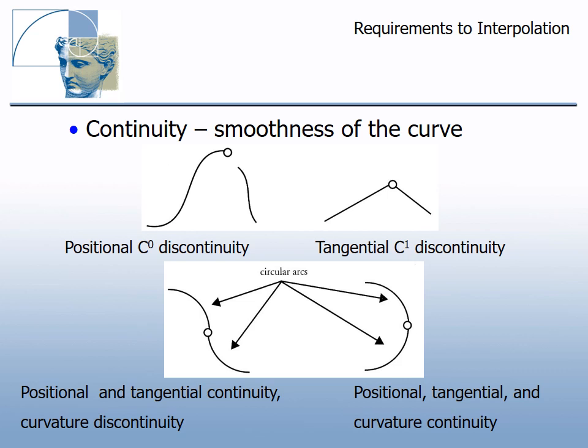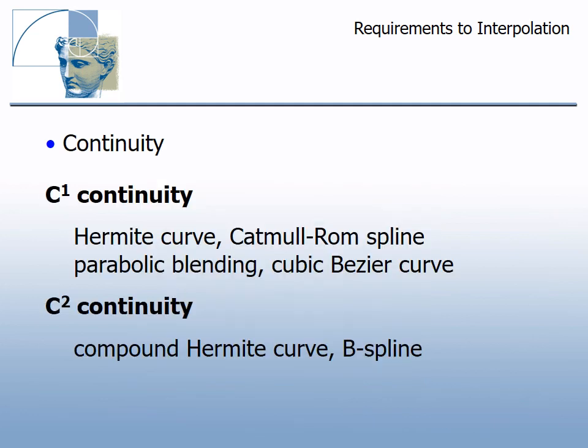C1 continuity is provided by all spline curves. The lower left image shows positional and tangential continuity and curvature discontinuity, because the curvature value jumps at the inflection point. Finally, the lower right image shows the most desired positional, tangential, and curvature continuity. C1 continuity, related to the first derivative and tangent vectors, is provided by Hermite curve, Catmull-Rom spline, and cubic Bézier curve. C2 continuity, related to the second derivative and curvature, is provided by compound Hermite curve and B-spline.